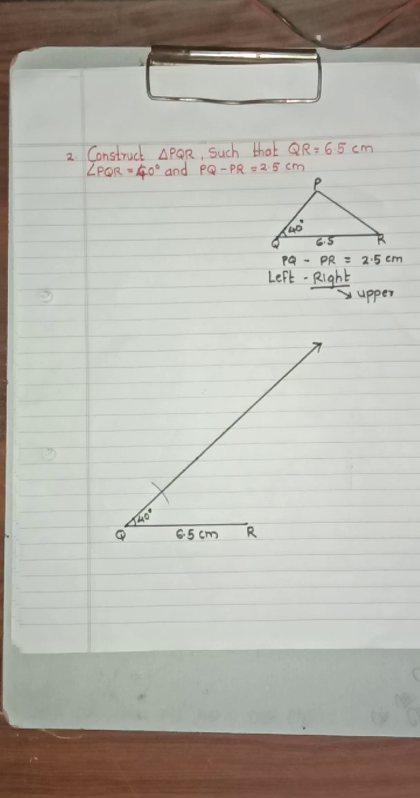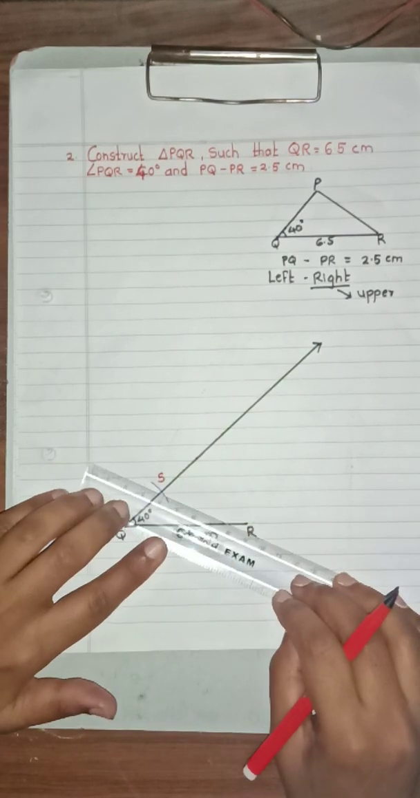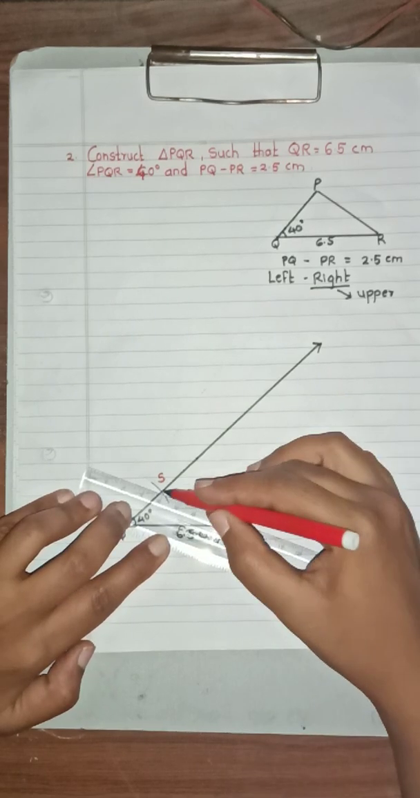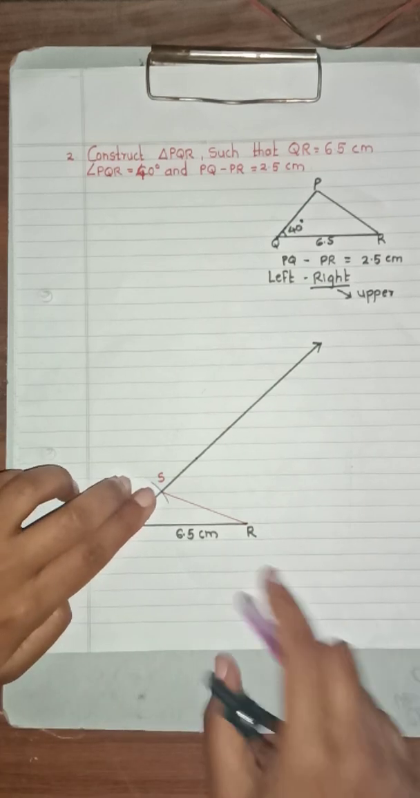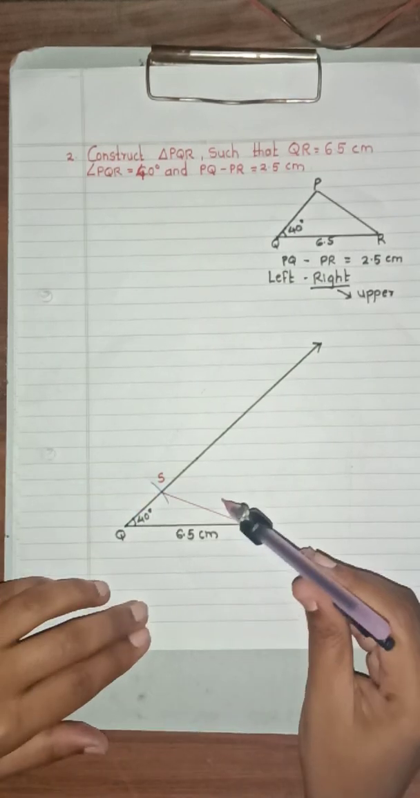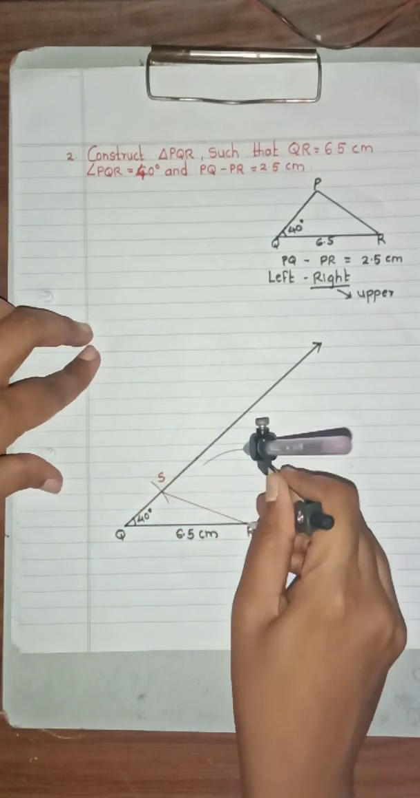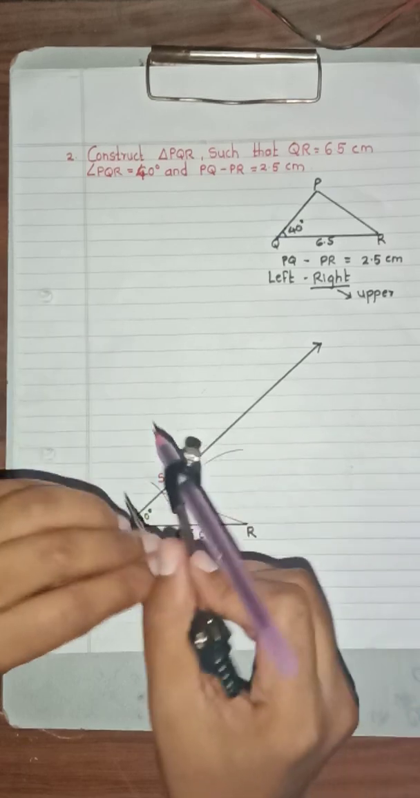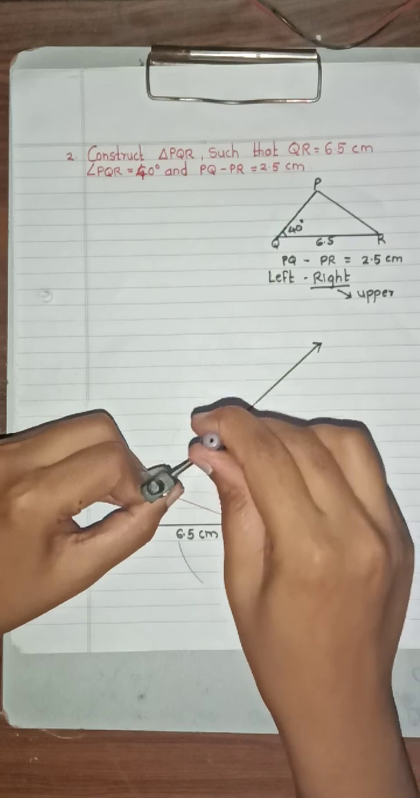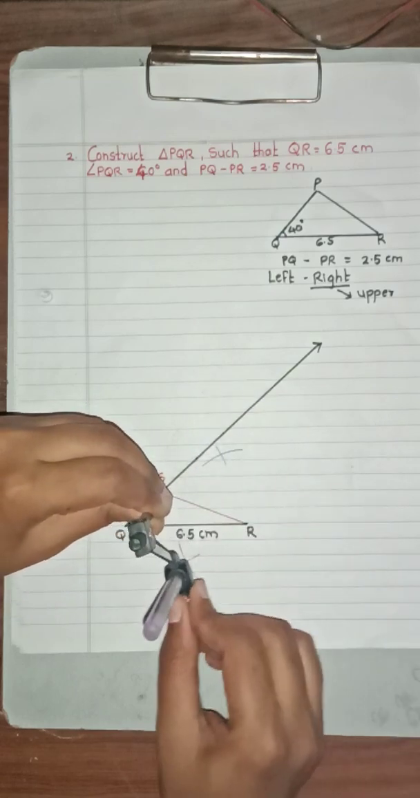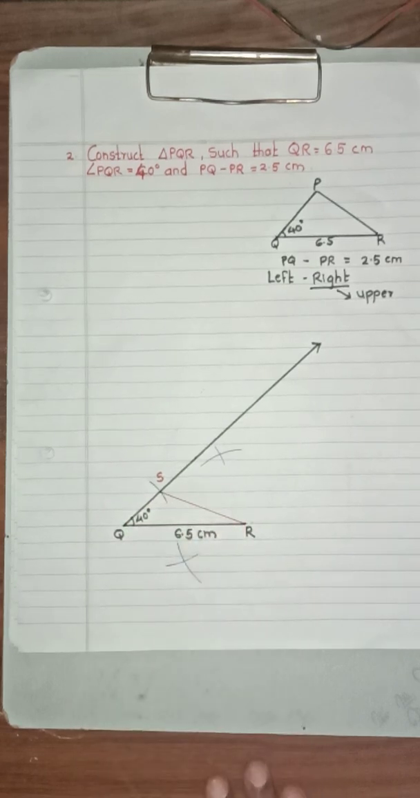Now you have to join. Now suppose we'll name this point as S. Now you have to join this SR. Okay, now from this SR you have to draw a perpendicular bisector. Take more than half distance between SR, mark an arc over here, another arc here, keep it at point S. Okay, then you have to mark one more arc over here and another arc over here. Okay, so on this you have drawn a perpendicular bisector.